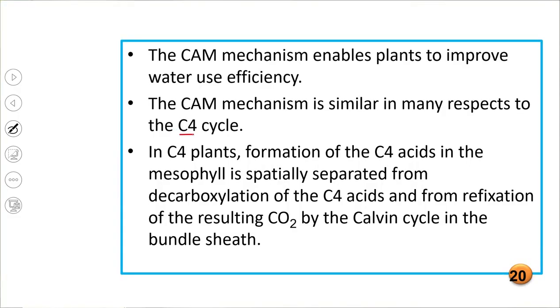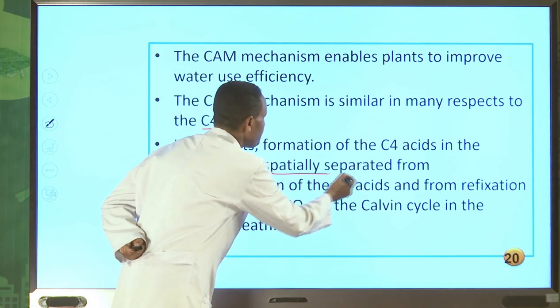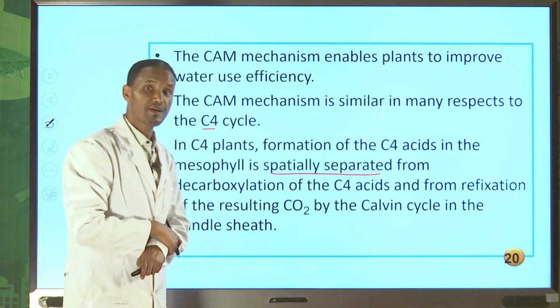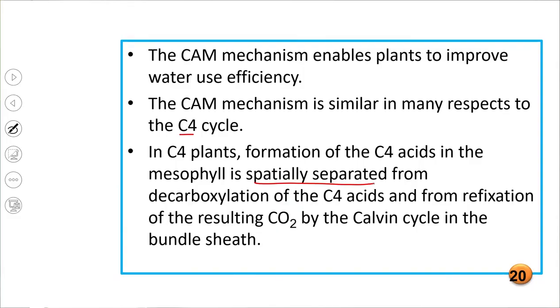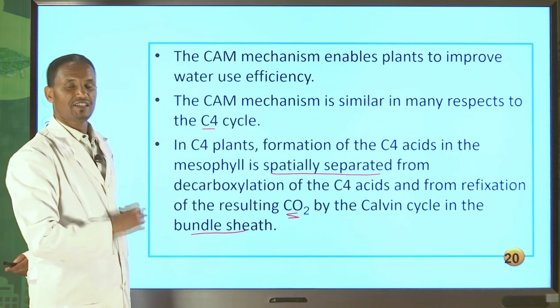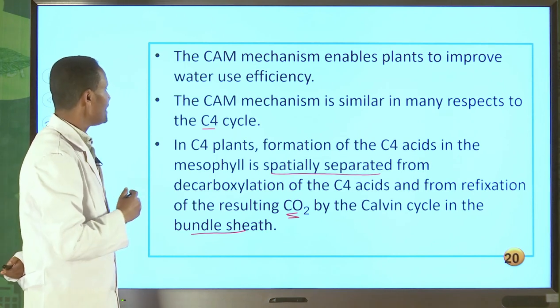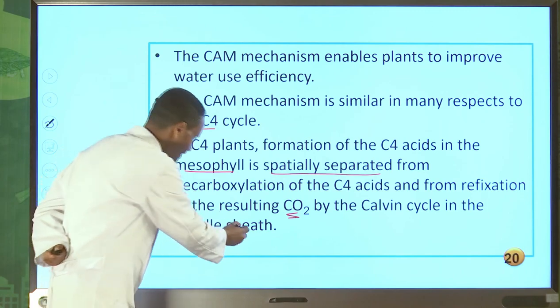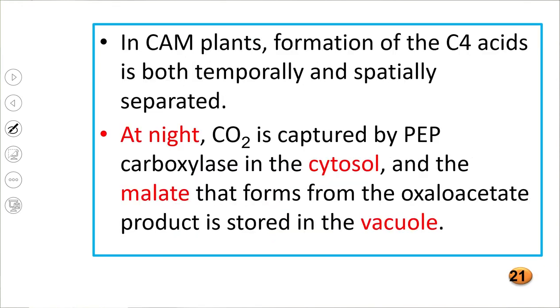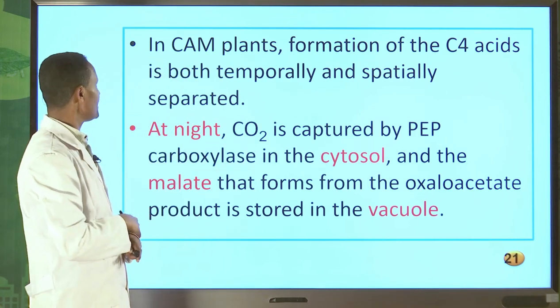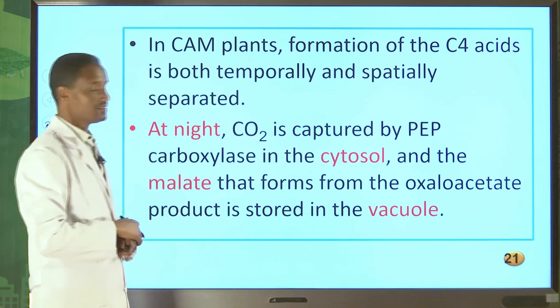the carbon-4 cycle. In carbon-4 plants, the formation of carbon-4 acid in the mesophyll is spatially separated from decarboxylation of carbon-4 acid and from refixation of the resulting carbon dioxide by the Calvin cycle in the bundle sheaths. Now, in carbon-4, the process takes place in the mesophyll cells and in the bundle sheaths. That is why we can say that it is spatially separated. But in the case of CAM plants, the formation of carbon-4 acid is both temporally and spatially separated.